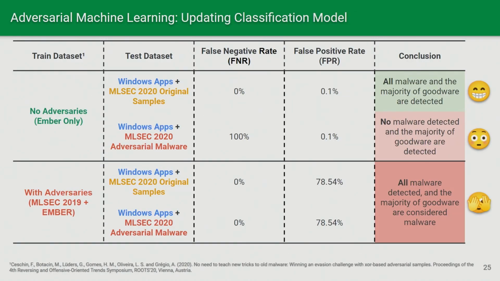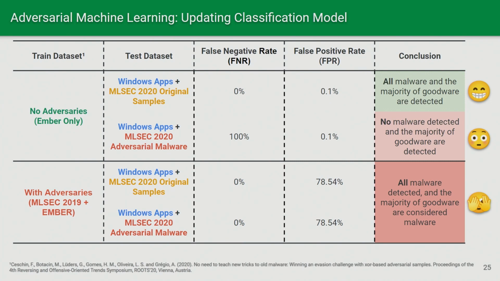Possible mitigation to deal with new attack vectors is to update the classification model after we have their labels. To simulate the situation, I trained 2 classifiers. The first one with no adversaries in the training set, using only the Ember dataset. And the second including adversaries generated in 2019. We tested both models with 2 test sets, one with the 2020 original malware samples, and the other with adversarial variations of this malware from 2020, both sets with Windows apps as benign applications.